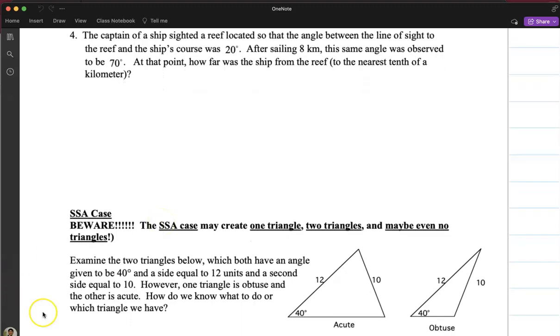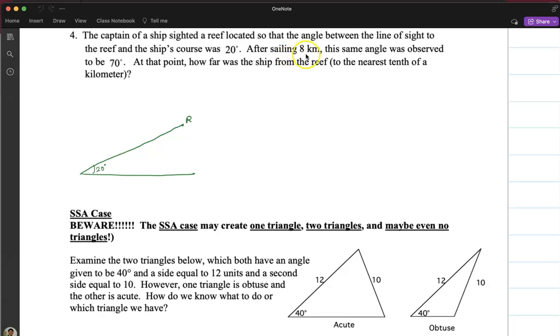Next. The captain of a ship sights a reef located at an angle between the line of sight to the reef and the ship's course. Imagine the ship is going this way. He sees the reef over here. This is the course of the ship, and this angle is 20 degrees. Let's call it R for the reef.